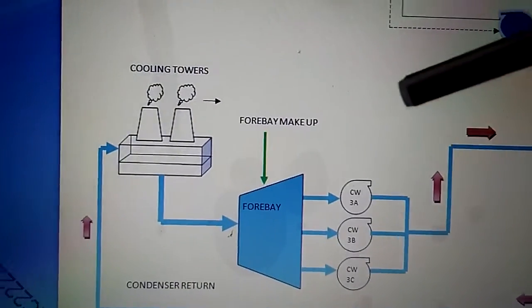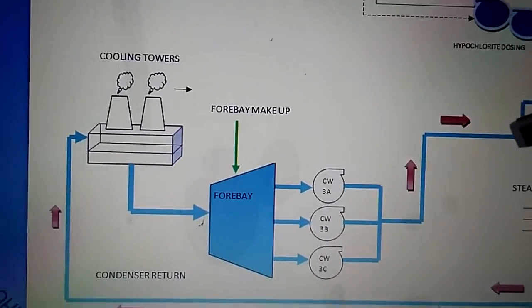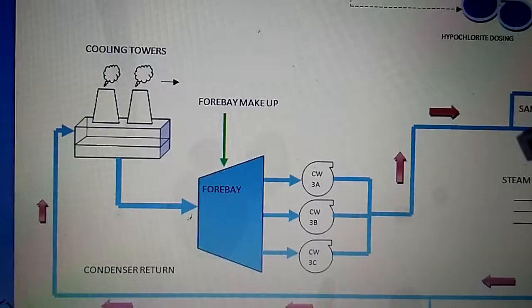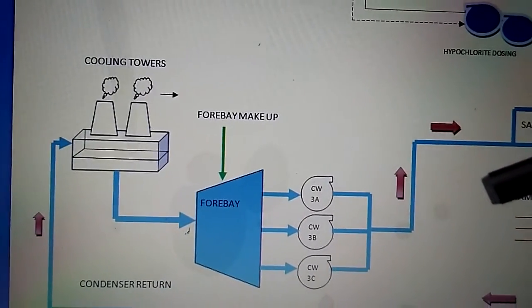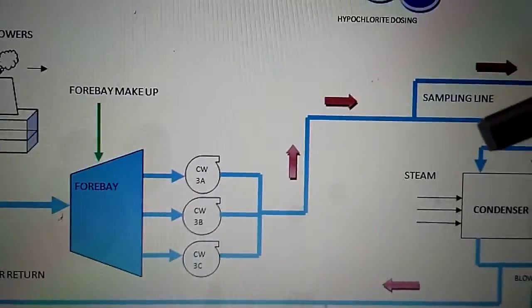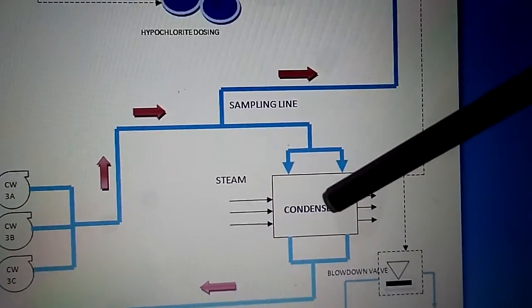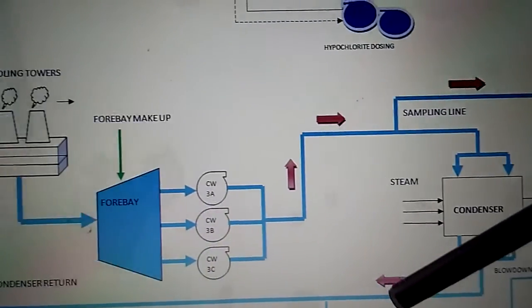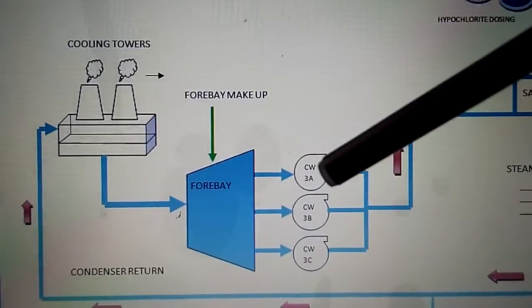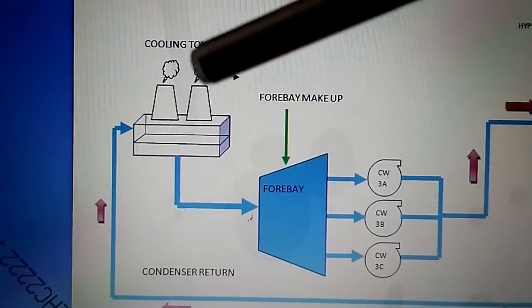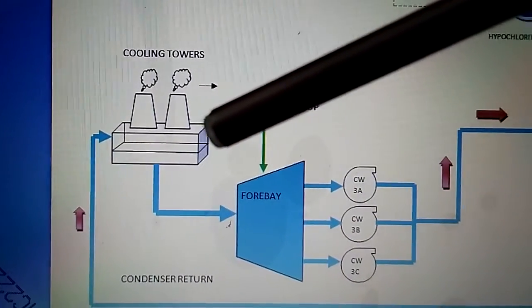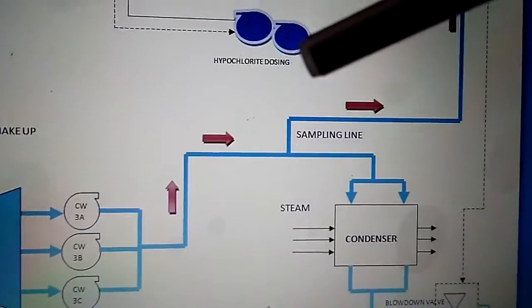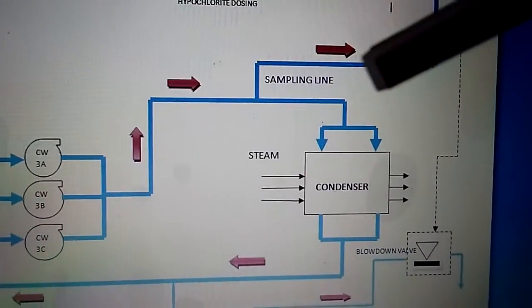This is the circuit diagram of the cooling water system of our Unit 3. Here you can see that a cooling water system consists of a condenser, 3 CW pumps, one Forebay, and this is the CT or cooling tower, our tower system.